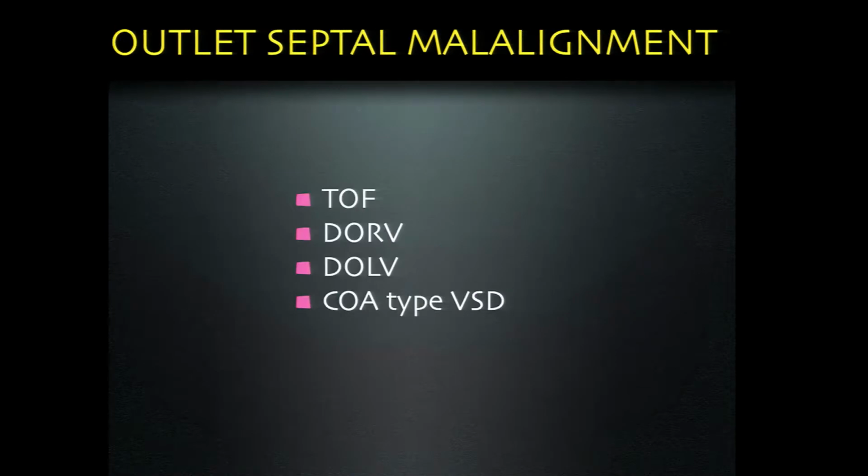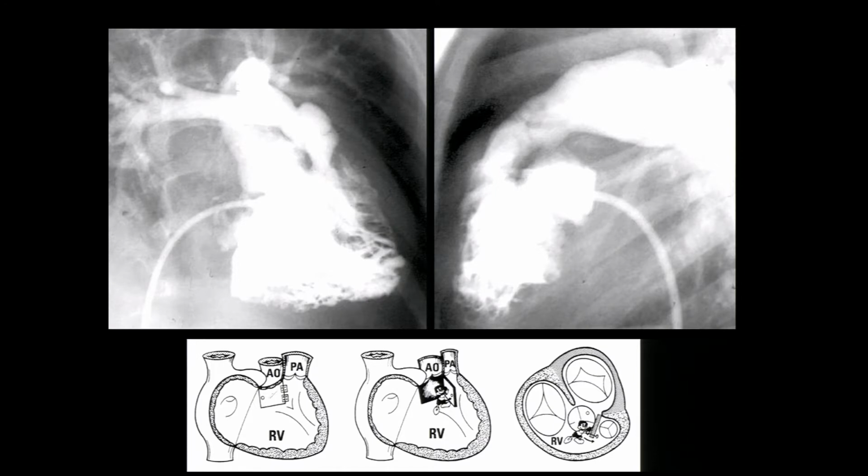Okay. So let's talk about the outlet septal malalignment first. There's tetralogy of Fallot, double outlet right ventricle, double outlet left ventricle, and coarctation-type VSD, or outlet septal malalignment relative to the rest of the septum. This is the old angiogram, which very nicely shows the flap door mechanism. The door should be here, and your hinge point is here. The door is open toward the pulmonary outflow tract, as shown here. You have the subaortic VSD with aortic overriding, and subpulmonary outflow tract stenosis.